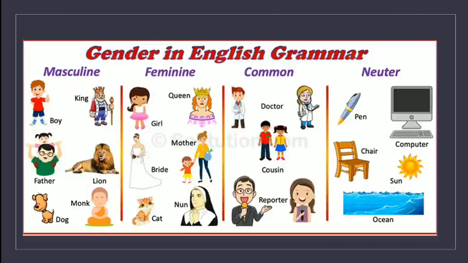Okay, as well as you can say actor, actor is a masculine gender. And what about the actress? Actress is a feminine gender. Okay, so then comes the neuter gender. Neuter gender, I told you, are the words used for things that are not alive, for non-living things. That is a pen, computer, chair, sun, ocean. These are all the neuter gender.